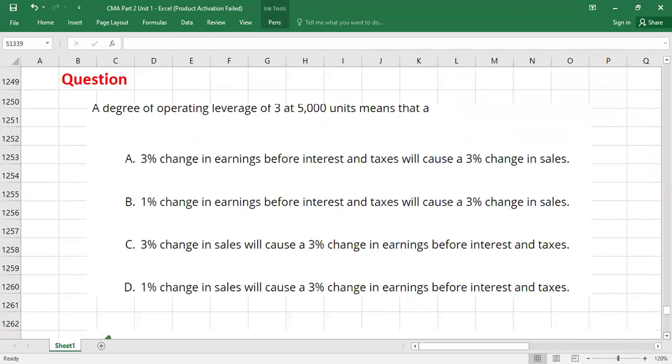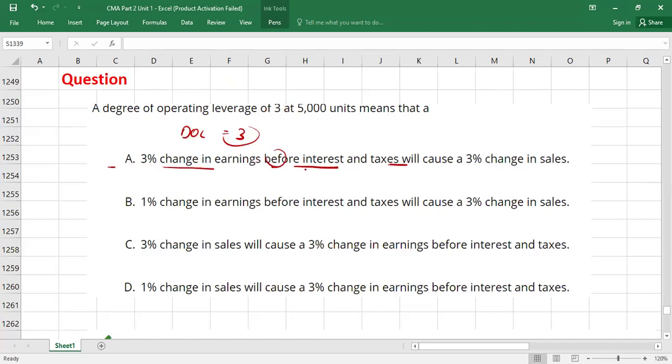Now I'm showing you another question, guys. Please remember, they are telling you another question. A degree of operating leverage of 3. Operating leverage is given again. We have a degree of operating leverage of 3, at 5,000 units. So now statements are given. What does this 3 mean? They're saying degree of operating leverage is 3. What does it mean?